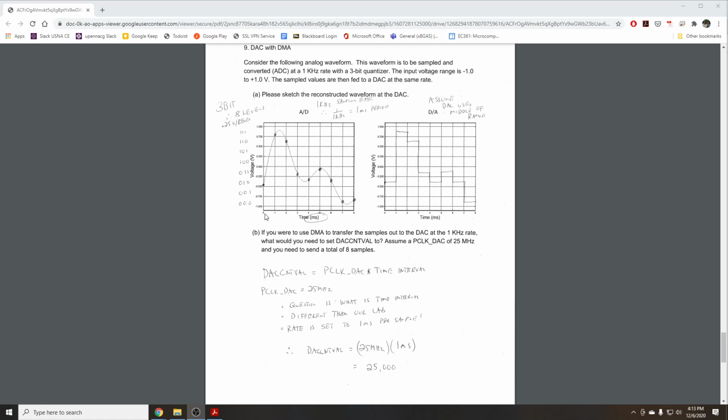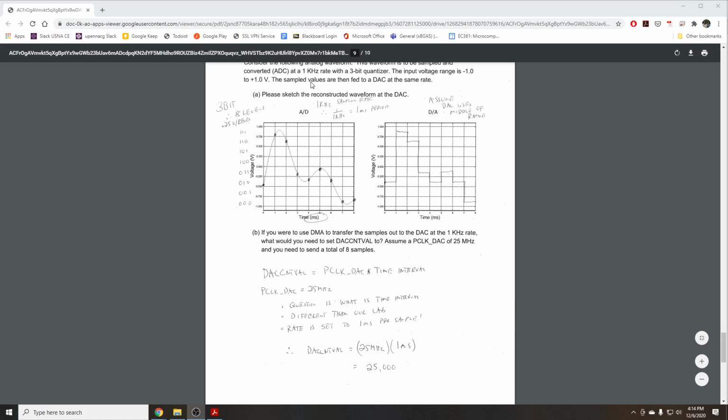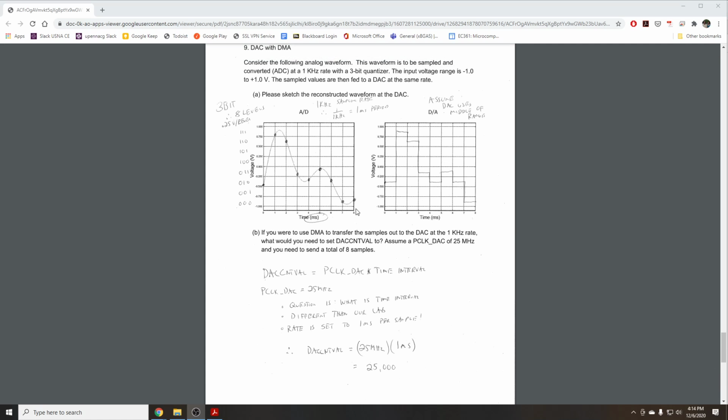So as we sample with the ADC, the first thing we're going to do is figure out how fast along the x-axis we're going to sample. So the time scale here is in milliseconds. We're sampling at a 1 kilohertz rate, so we're sampling 1,000 times per second. 1,000 samples per second is what 1 kilohertz means, and we have 1,000 milliseconds per second. So if I sample every millisecond, I am sampling at a 1 kilohertz rate. We can also do 1 over 1 kilohertz, and you convert that into a period, which gives us 1 millisecond.